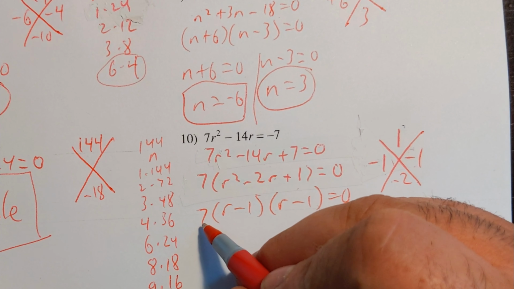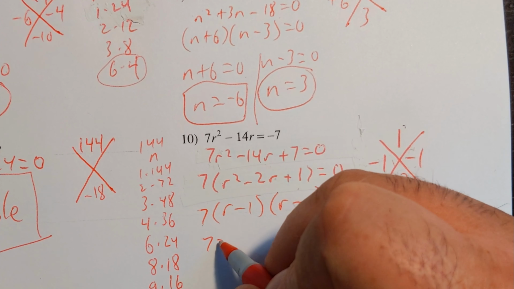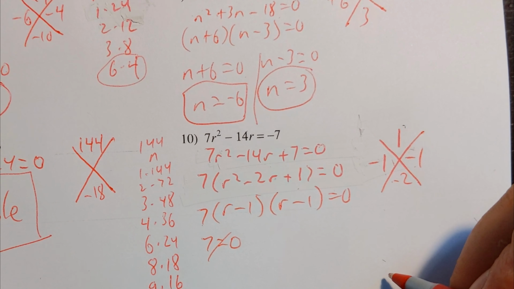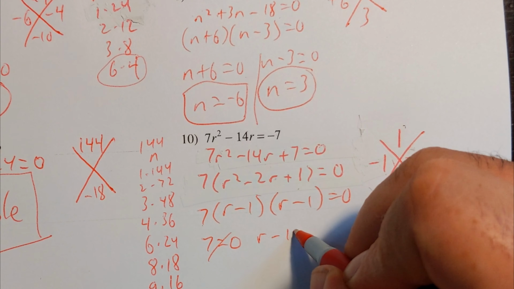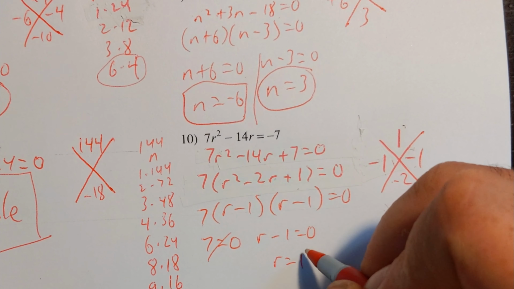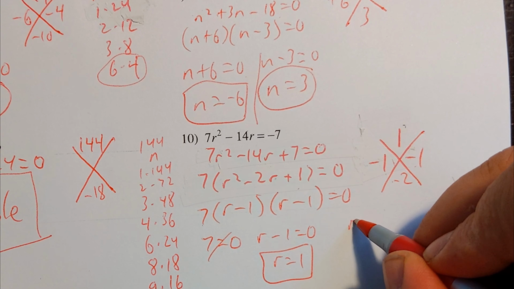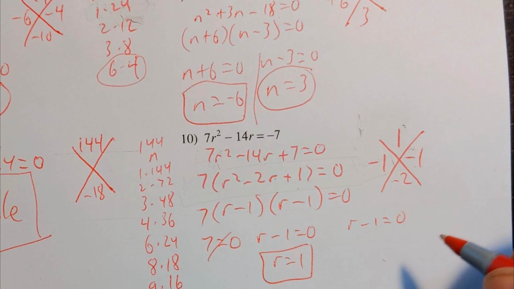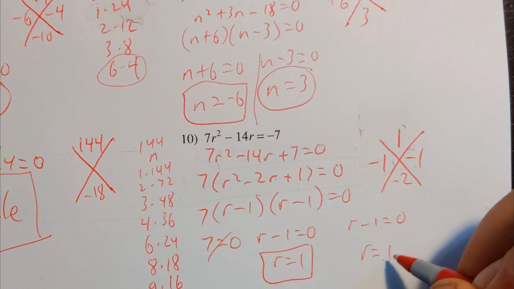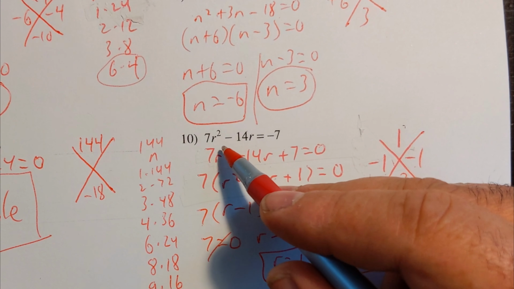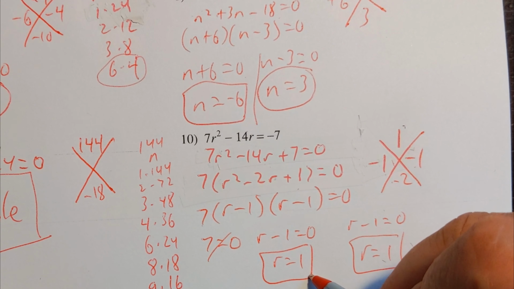And then if you put 7 equal to 0, that doesn't work. If you put r minus 1 equal to 0, you get 1. And if you get the other r minus 1, make it equal to 0, you're going to get 1 again. So your answer here is only one answer. The answer is 1.